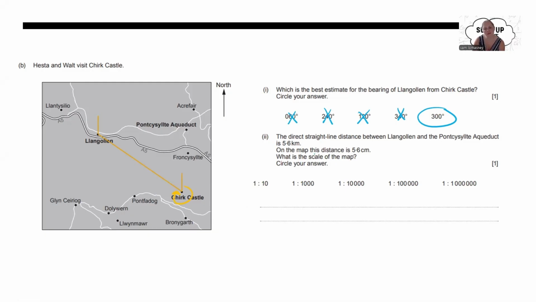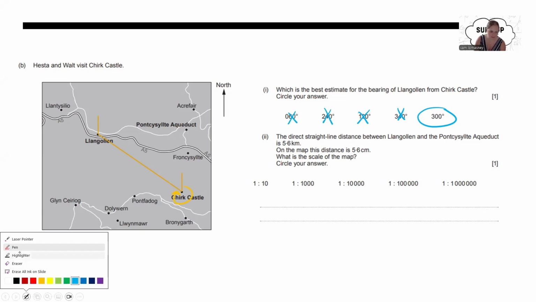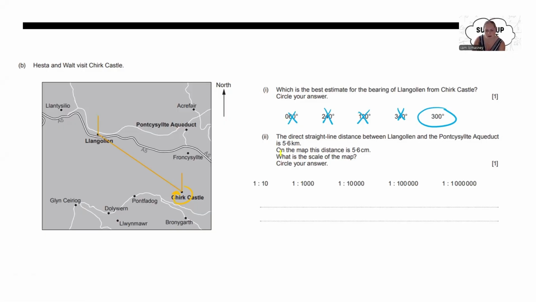Okay, next one, we've got some important numbers. Let's get that highlighted back out. I'm not going to use green again because that was crazy. So we've got 3.5, where did that come from? 5.6 kilometres and 5.6 centimetres.